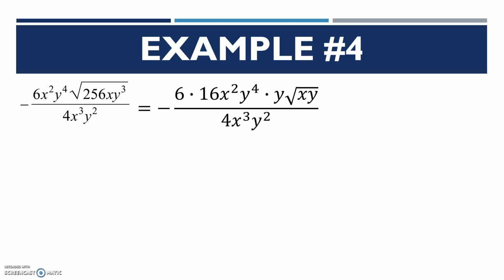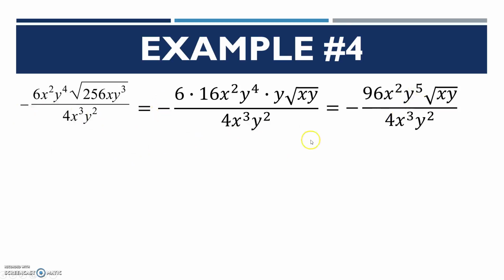Now I'm ready to simplify my numerator. 6 times 16 is 96. X squared had nobody to combine with, but the two y's give me y to the fifth. If you haven't already noticed, I have a negative that's being brought along the whole way. So now I'm ready to simplify my fraction, and I'm not going to touch what's under the radical now. That part is finished. 96 divided by 4 is 24. Again, I had a negative here, so I need to make sure I kept with it.